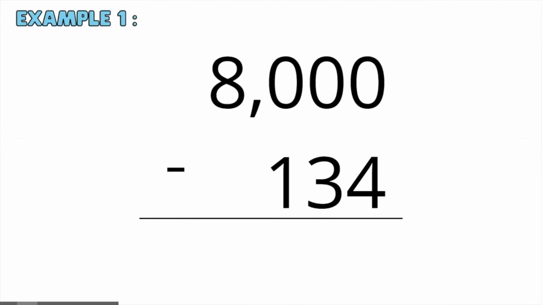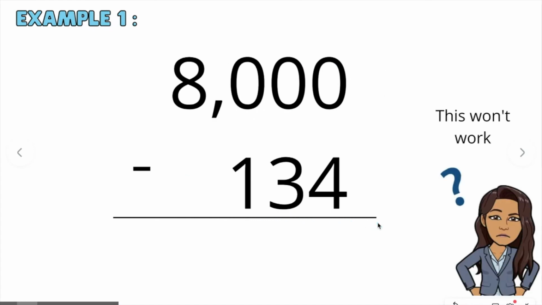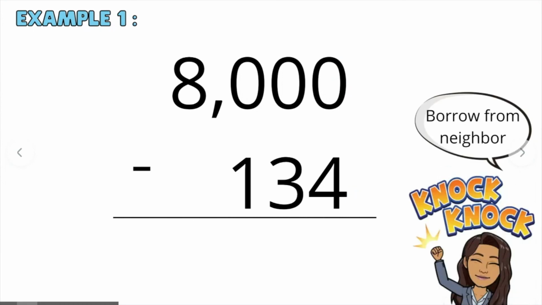Let's go ahead and look at this problem. We have the number 8,000, take away 134. There's a problem. This won't work. 0 take away 4. What should we do? We should go ahead and borrow from our neighbor.